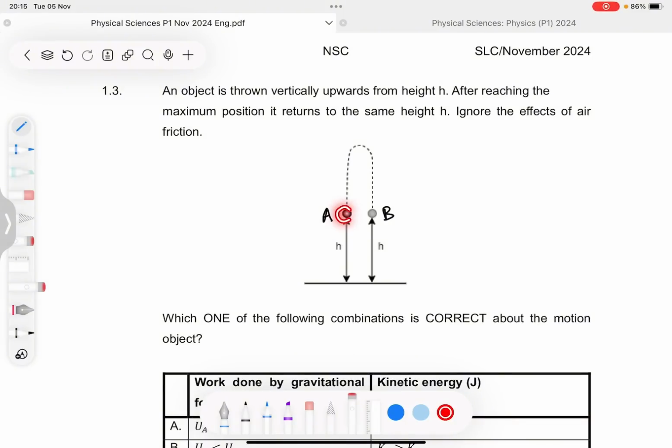So here we have an object that moves from the height h as the initial height. So this is h_i. And it goes up until the maximum point here. We know the v here will be 0. Then it comes back to the same height. So this height now is the final height where it ends its motion.